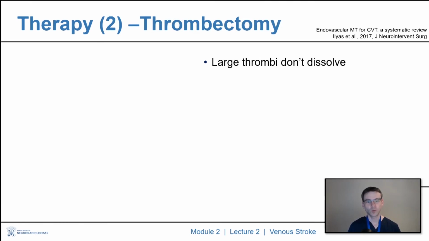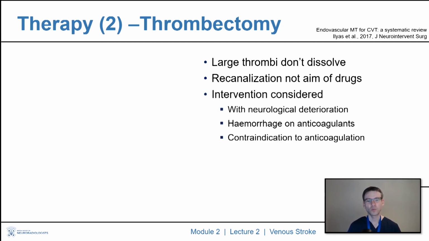What if anticoagulation doesn't work? So large thrombi are unlikely to dissolve with parenteral anticoagulation alone. But recanalization is not really the aim of drugs. The aim of the drugs is to prevent deterioration from propagation of the thrombus or to prevent recurrent events because the patient has a risk factor for thrombus. So we could consider intervention in patients who deteriorate neurologically despite therapy, who have hemorrhage on anticoagulants, or who might have a contraindication to anticoagulation like concurrent GI bleeding or something like that.